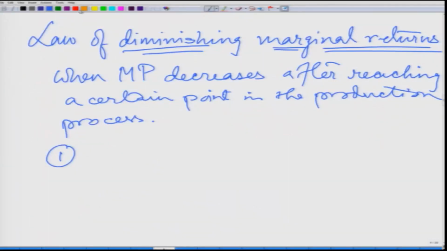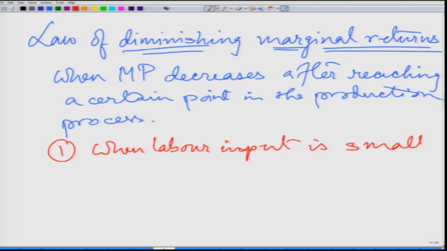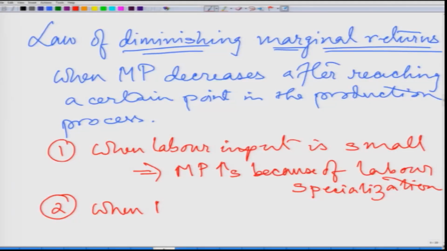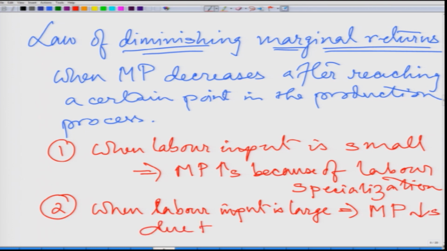I will note it down. When labor input is small, MP increases because of labor specialization. Yes, the second point: when labor input is large, MP, marginal product, decreases due to inefficiencies.